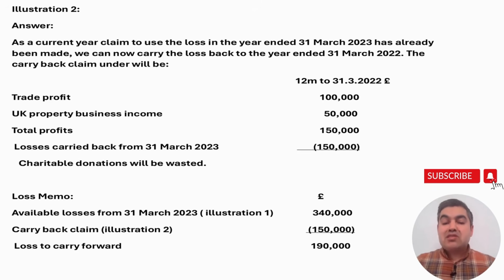In the previous 12 months, the company had a trade profit of 100,000 and UK property business income of 50,000, so a total profit of 150,000. Sasan was still left with some unused trading loss. So we can choose 150,000 worth of trading loss to be set against the previous 12 months. So losses carried back from 31st March 2023: 150,000.